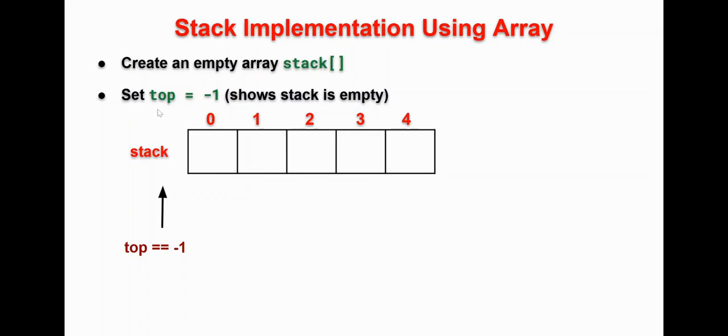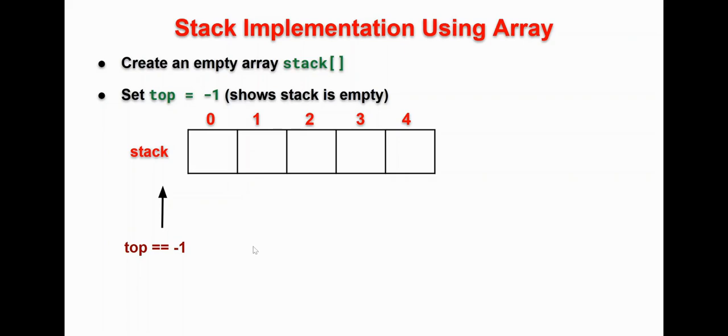Next, in our stack, we are having one pointer called top, which always points to the topmost element in the stack. In our array implementation, the top pointer always denotes the index value. So in an empty stack, the value of top pointer is -1.